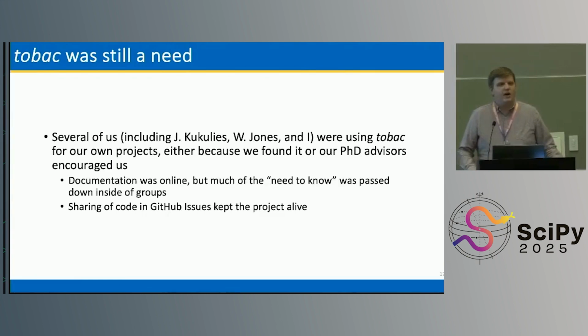We still needed tobac. Several of us, including me and Julia and Will, were using tobac for our own projects. We weren't talking to each other. We didn't know each other existed, really. I met Julia on GitHub. We both shared code in the tobac issues because we had the same problems, and so we just traded code back and forth on the issues page because neither of us had merge rights to be able to do a pull request, and the original developers were effectively uncontactable.